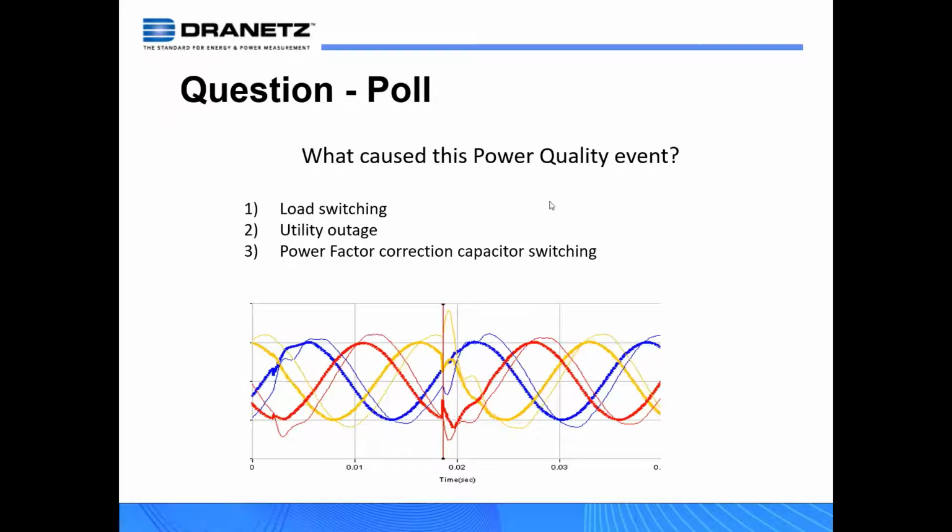Okay, so we're going to go to our first poll here, and let's see if this works. We'll get it started here, and let me go launch it. So, question: what caused that power quality event that you saw there? Was it load switching? Was it a utility outage? Or was it a power factor correction capacitor switching in? We'll give it a few seconds for you folks to answer.